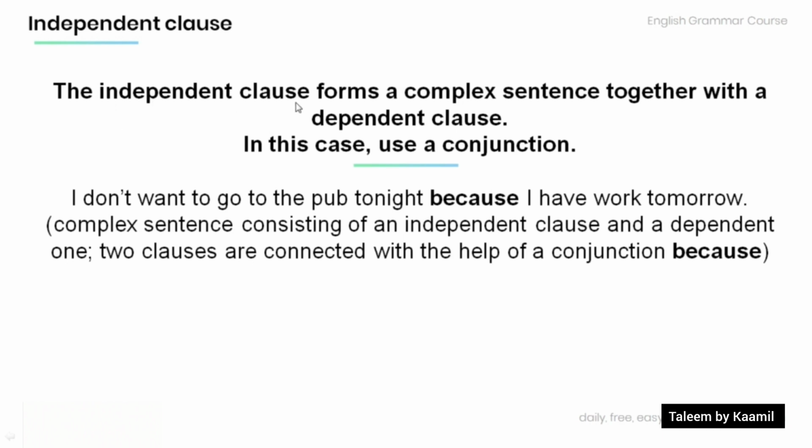Now the independent clause forms a complex sentence together with a dependent clause. Now in this case, make sure to use a conjunction. Have a look at the example below. I don't want to go to the pub tonight because I have to work tomorrow. Now this is a complex sentence consisting of an independent clause and a dependent one. Now the two clauses are connected with the help of a conjunction, because.